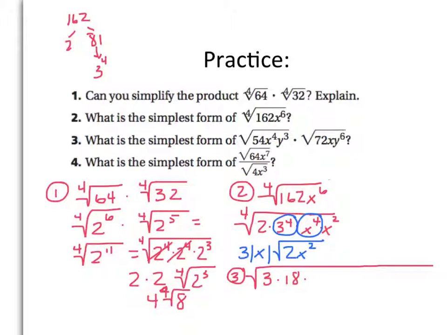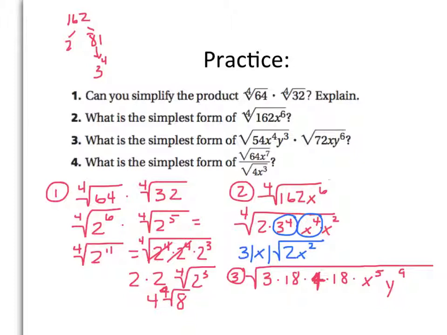That's my product of radicals rule from the previous slide. So 3 times 18 for 54, and 72 is 2 times 18. No, it's not. It's 4 times 18. Let's try that again. There we go. And then I'm going to multiply x to the 4th times x is x to the 5th. And y cubed times y to the 6th is y to the 9th. Okay, so this is just a plain old square root.